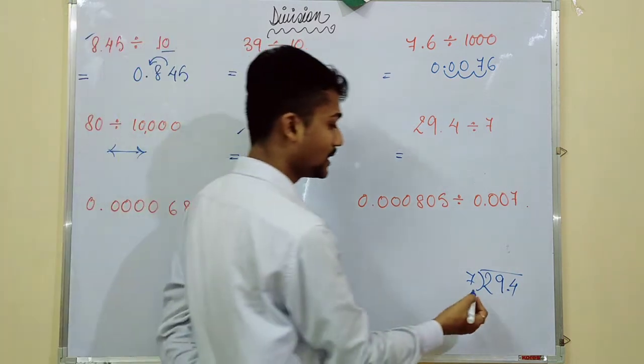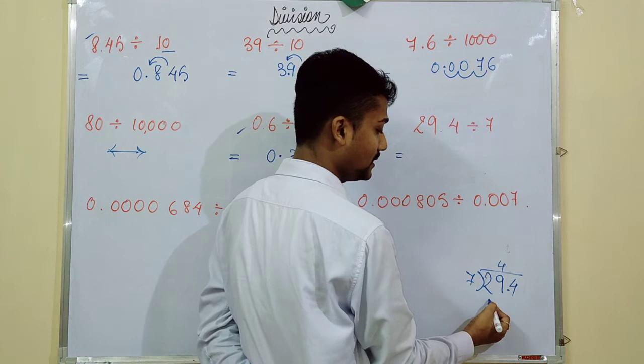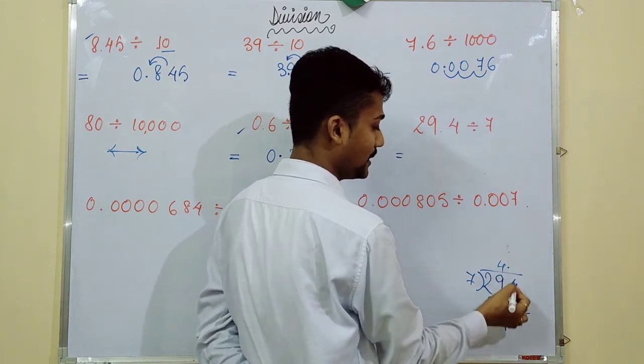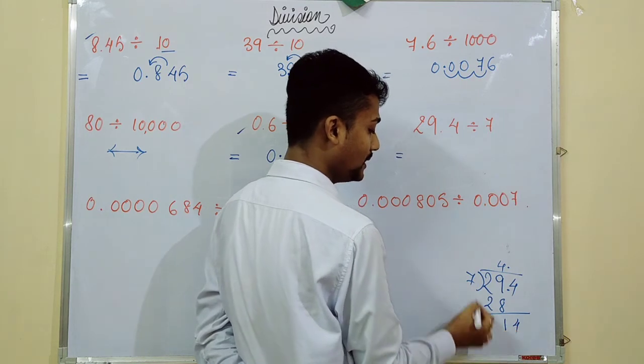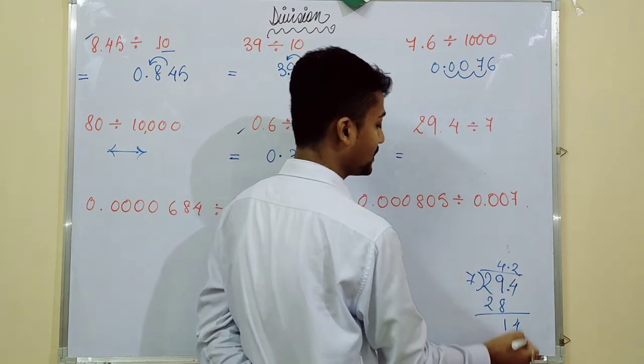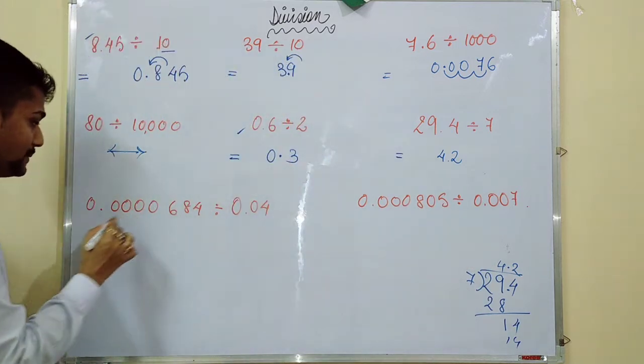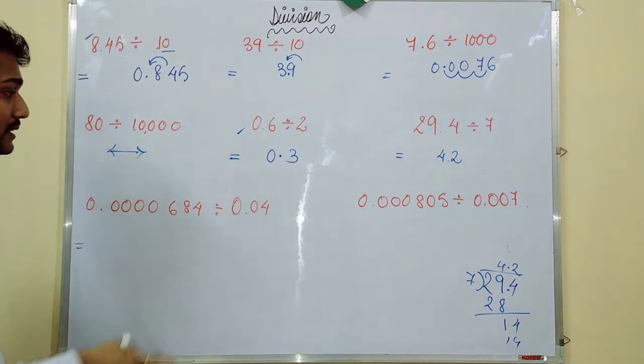Okay, here I am showing 7. How much? 7 4s are 28. 1. So this decimal will come here. 4 will be coming down, and 7 2s are 14. So it will be 4.2. This particular part you will be doing by yourself, I am doing this.